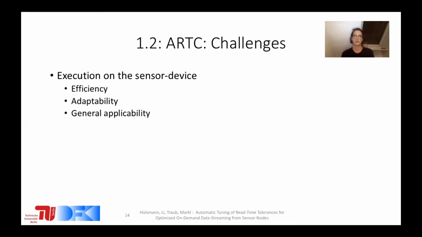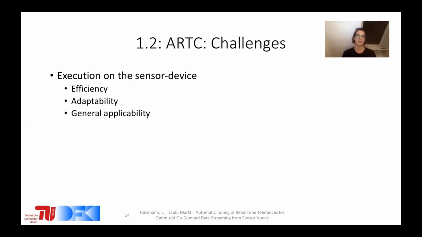A read-time tolerance algorithm has to run on the edge device and must therefore adhere to the following execution-specific requirements. Firstly, despite advances in hardware technologies, sensor devices are still restricted in computational capabilities compared to sinks. They need to schedule reads very precisely and are often battery-powered. Therefore, the algorithm has to be energy efficient.